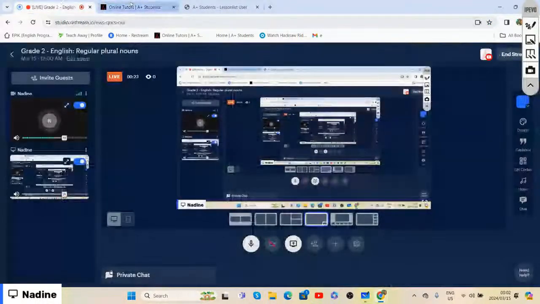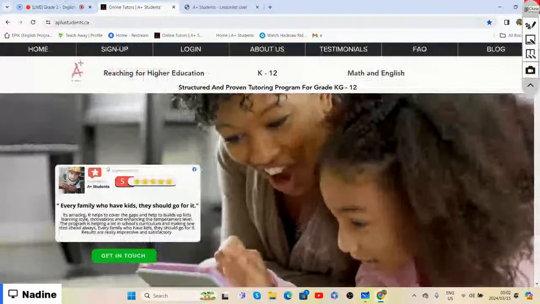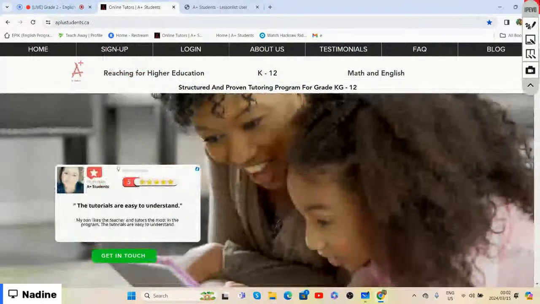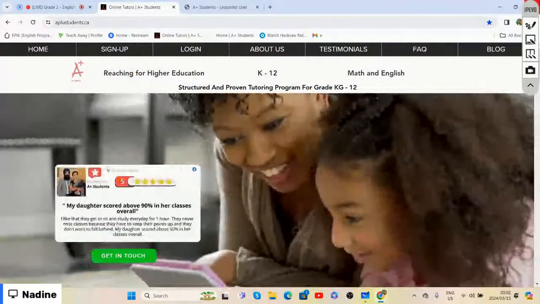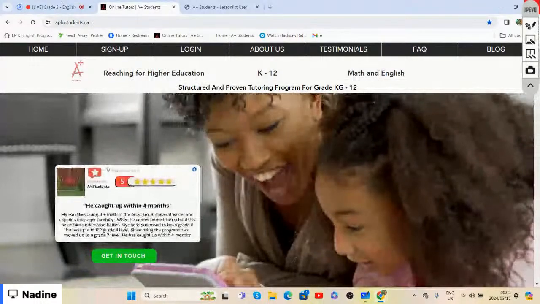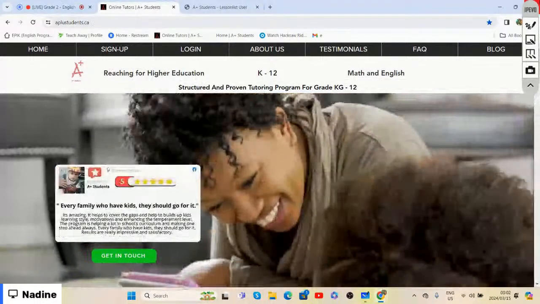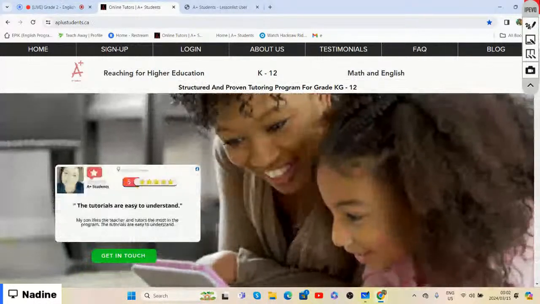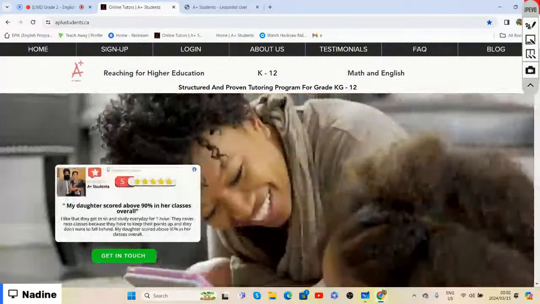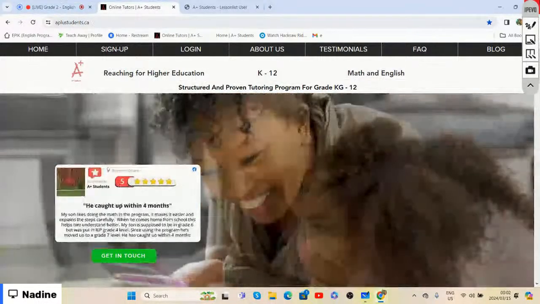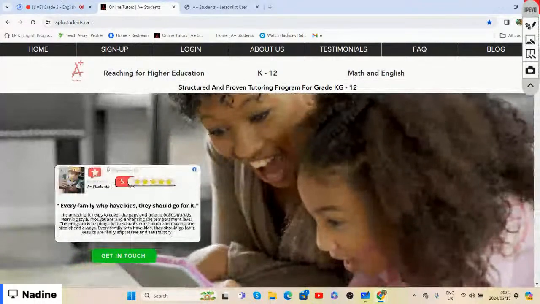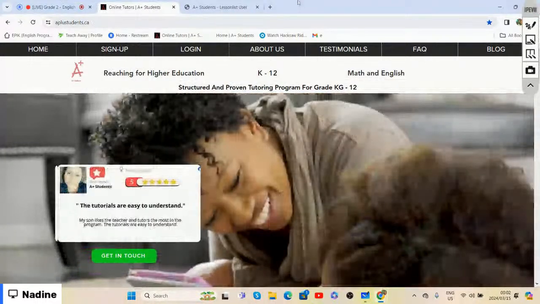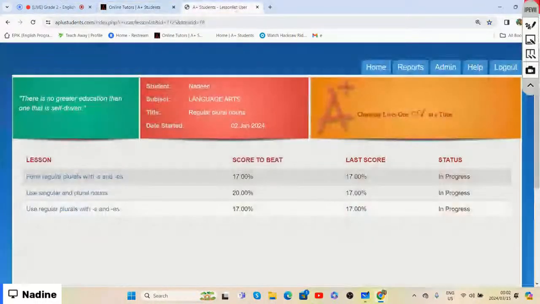Today, we'll be doing our grade 2 English lesson on regular plural nouns. Before we start, we're going to log on to aplusstudents.ca with our username as well as our password, and then we're going to select the subject of language arts, grade 2, and scroll down until we get to the chapter of regular plural nouns.